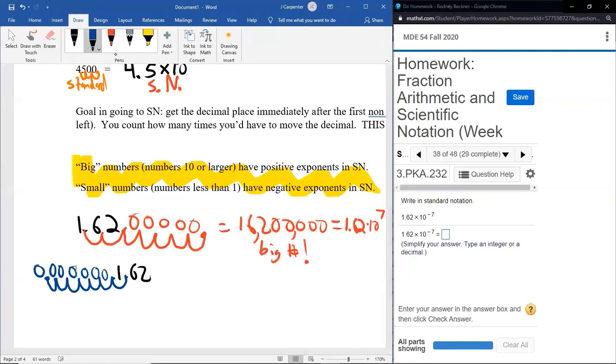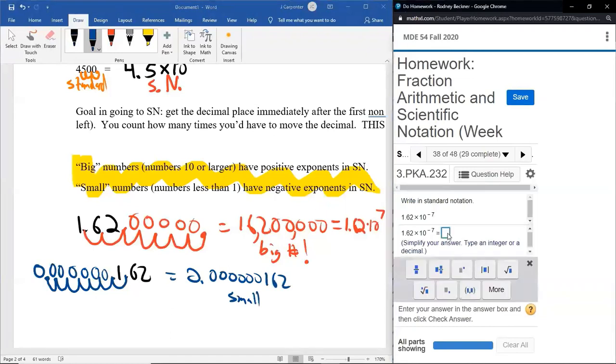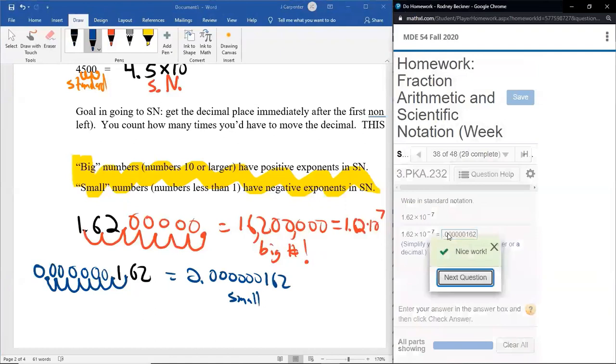Some people, most people, especially math teachers, love to have a 0 in front of a decimal place. So that's 0 point, and then there's 1, 2, 3, 4, 5, 6 zeros, and then the 162. That's a small number, which suggests that since it was a negative exponent, I've done it right. So point, 6 zeros, then the 162, drum roll, and we got it right.